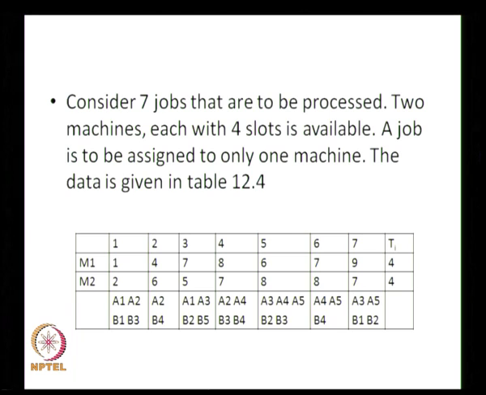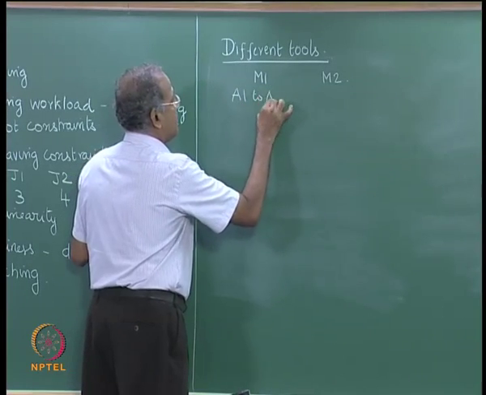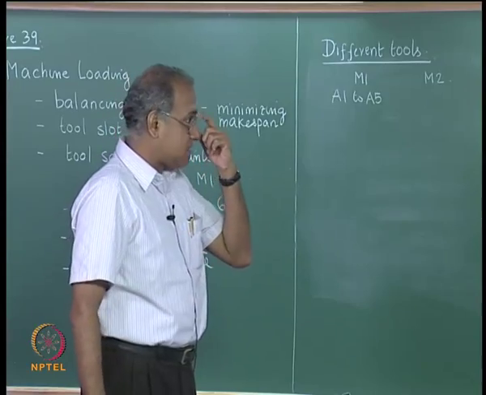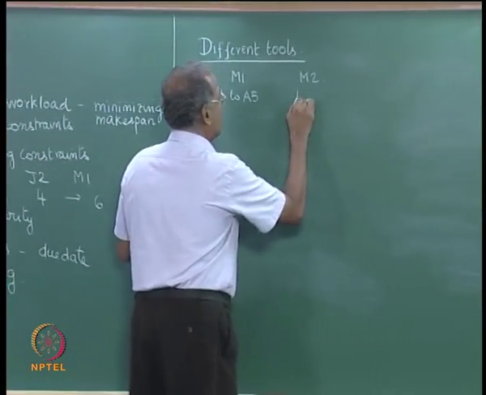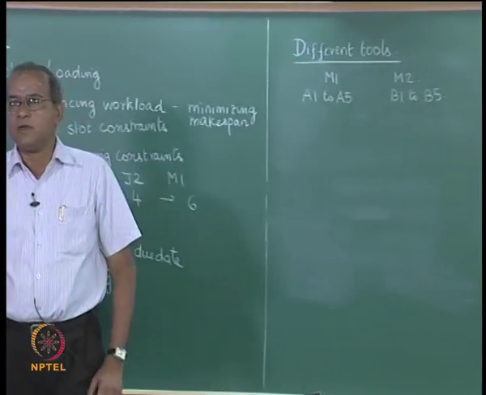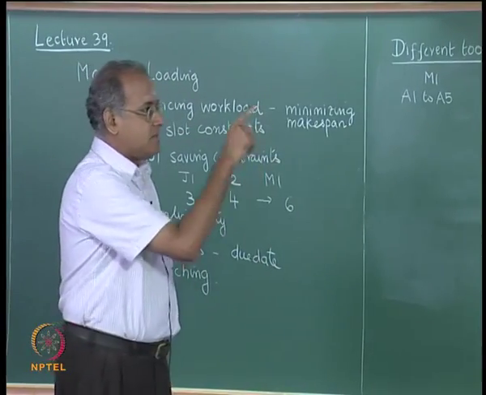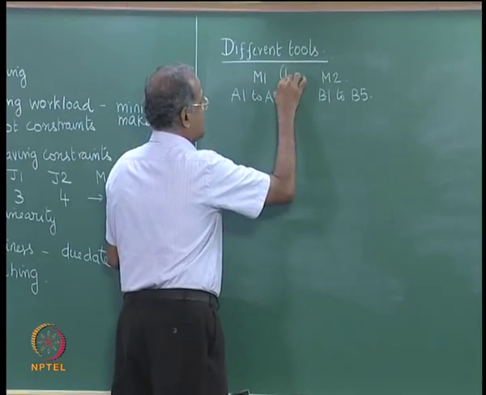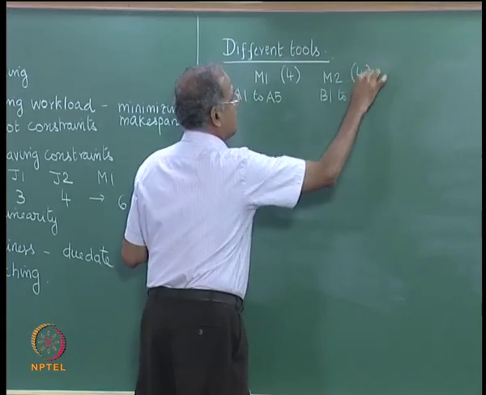Now, this is the problem that we are going to solve. We will do the formulation for this particular example. So, let us assume that machine 1 has tools A1 to A5 and machine 2 has tools B1 to B5. Now, there are 7 jobs. The processing times are given in the table on two machines. Now, M1 has 4 tool slots, M2 has 4 tool slots.